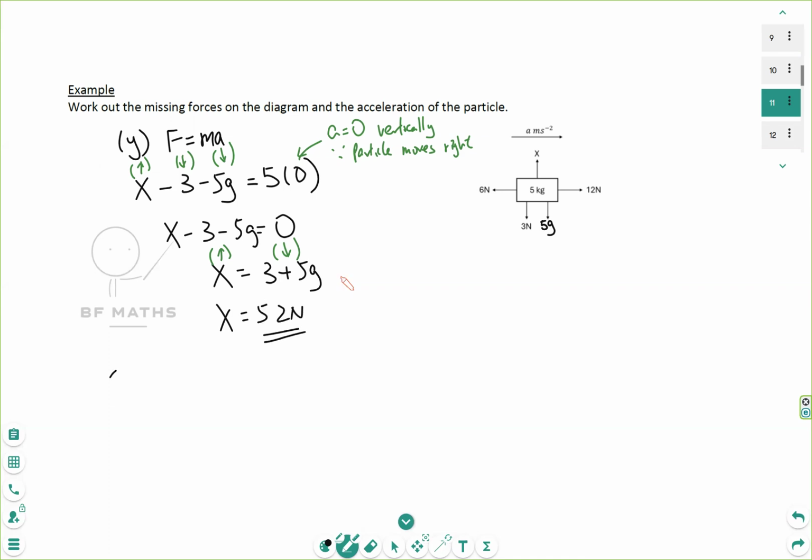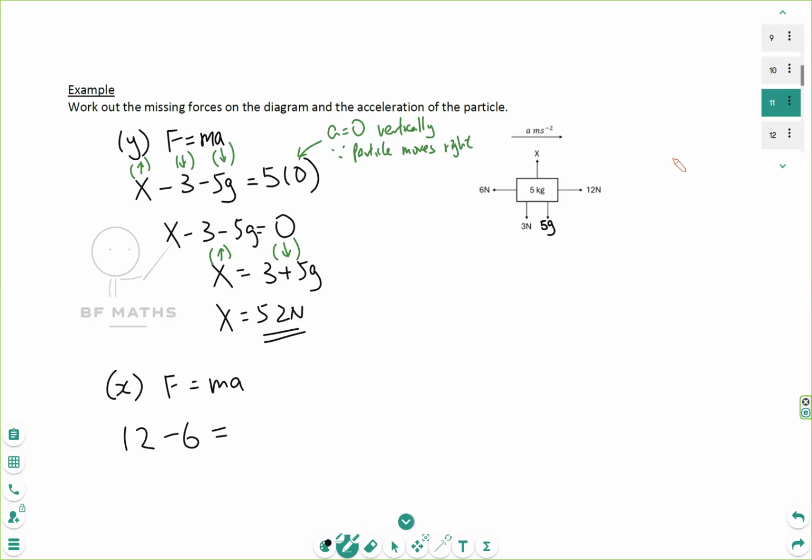On the x direction, let's use F equals ma. For the x direction, we can tell, 12 compared to 6, obviously the right forces will be bigger than the left. This is a given, because for the particle to be moving to the right-hand side, the forces on the right should be bigger than the left-hand side, so that we have a positive acceleration going to the right. So because we're going to the right, we do 12 take away 6.